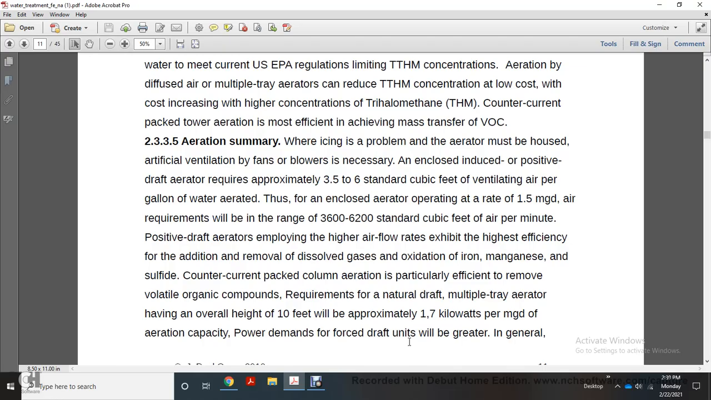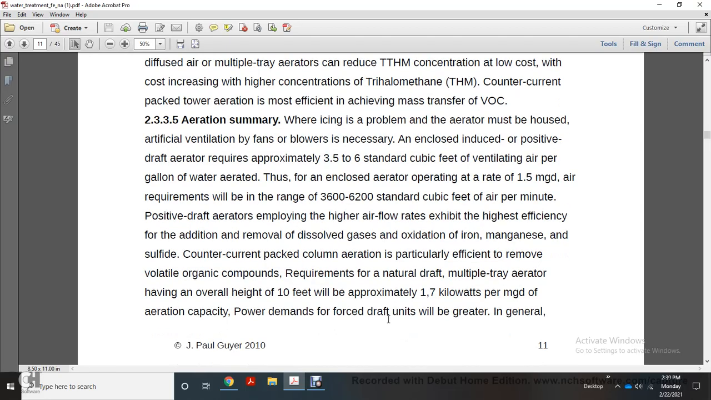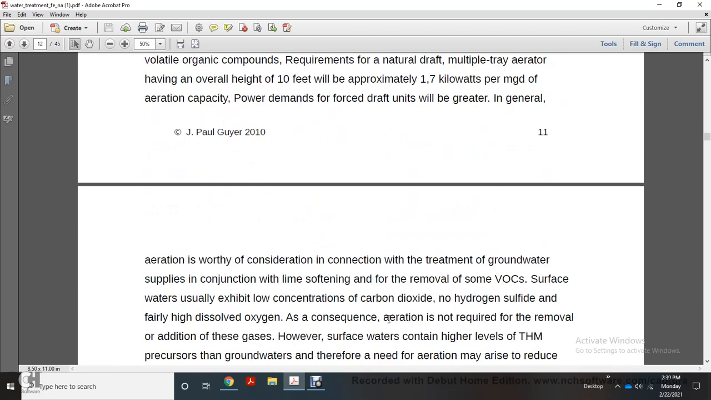Power requirements of natural draft multi-tray aerators having an overall height of 10 feet will be approximately 1.7 kilowatts per MGD of aeration capacity. Power demands of low power forced draft units will be greater in general.